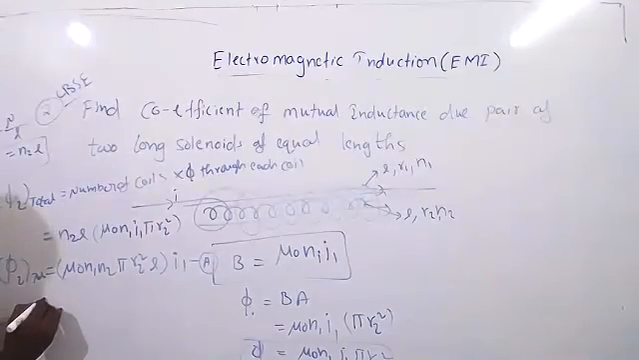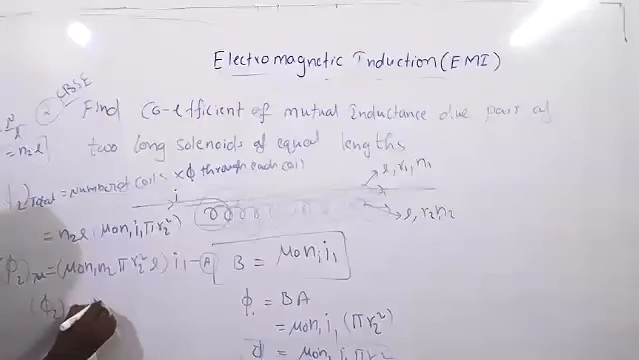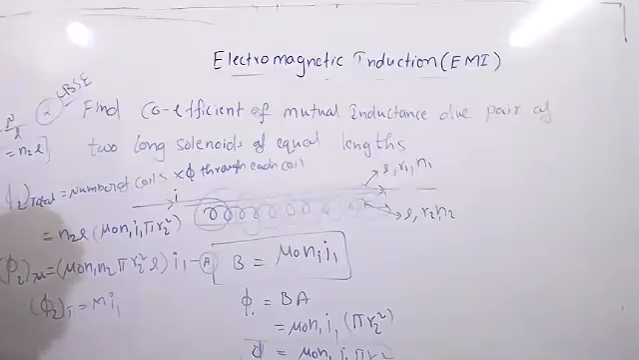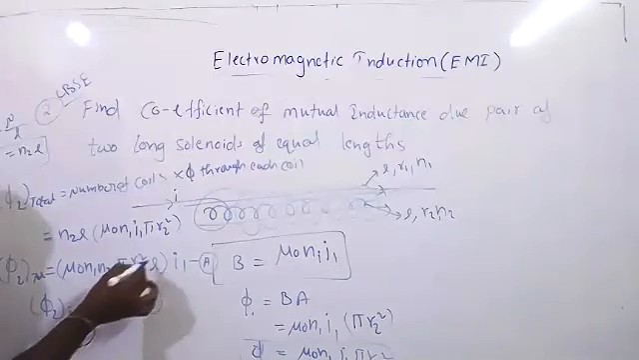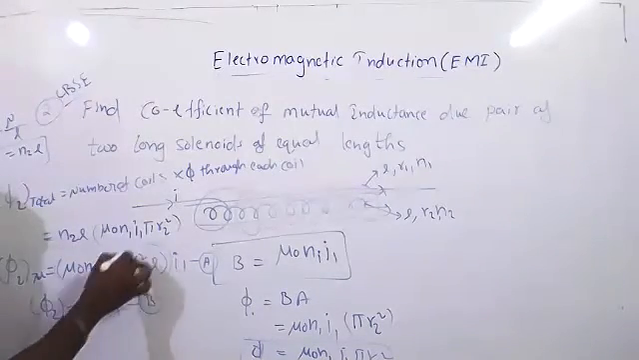We know that the total flux equals M I1. Take it as B. If you compare A and B, you will get the mutual inductance.